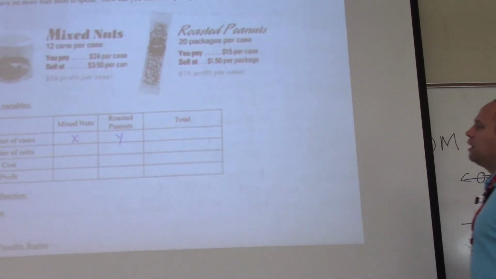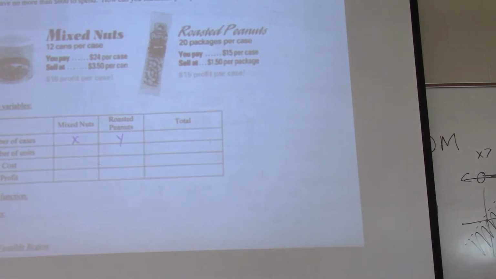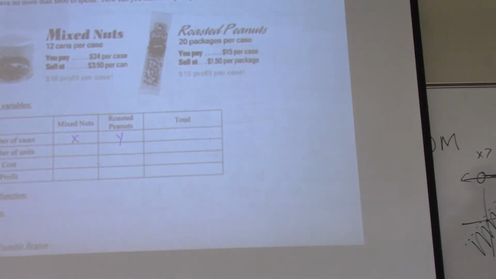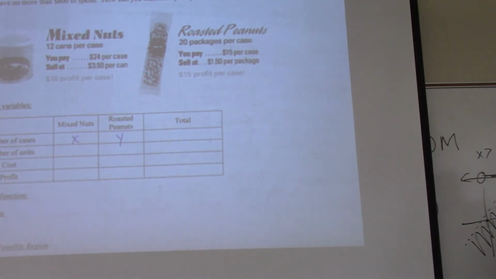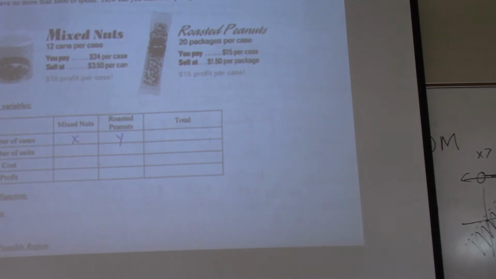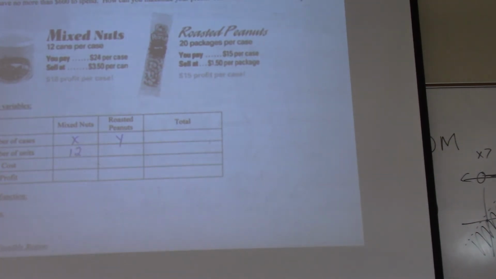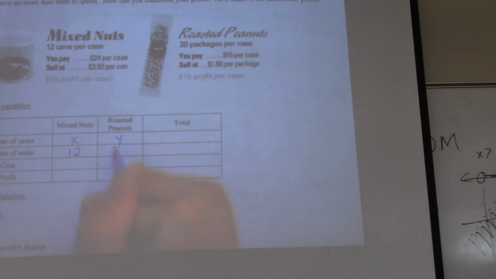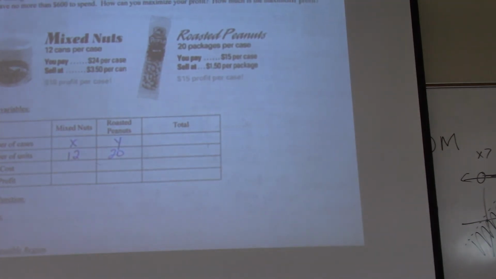Well, how many units are in the mixed nuts? Look at the problem. How many units are there? 12. Right? It tells us right in the problem. There are 12 cans per case, right? So, there are 12 units per case of mixed nuts. Let's put 12 in there. How about the roasted peanuts? 20, it's right in the problem. How many total units can I have? Read the original problem. How many total units can I possibly have?